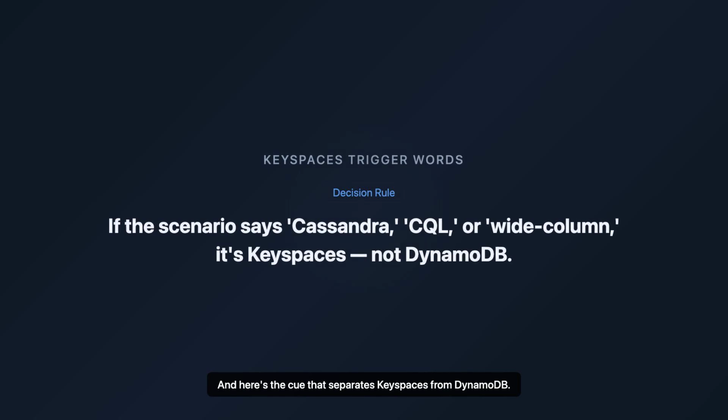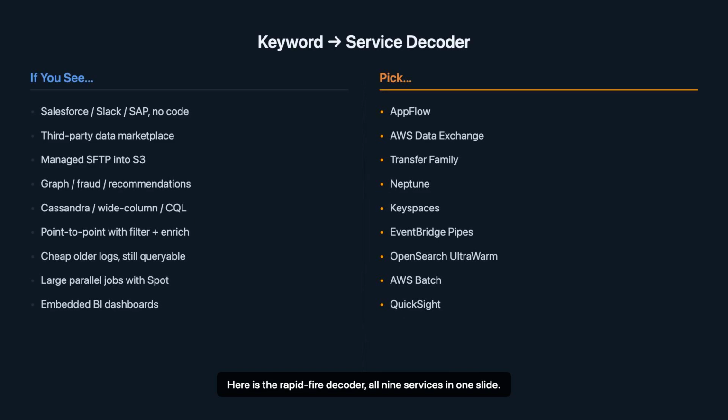And here's the cue that separates Keyspaces from DynamoDB. If the scenario mentions Cassandra, CQL, or wide column, the answer is Keyspaces. DynamoDB is the distractor on those questions. Both are non-relational, both are managed, both scale, but the keyword tells you which managed service Amazon Web Services wants you to pick. Here is the rapid-fire decoder, all 9 services in one slide.